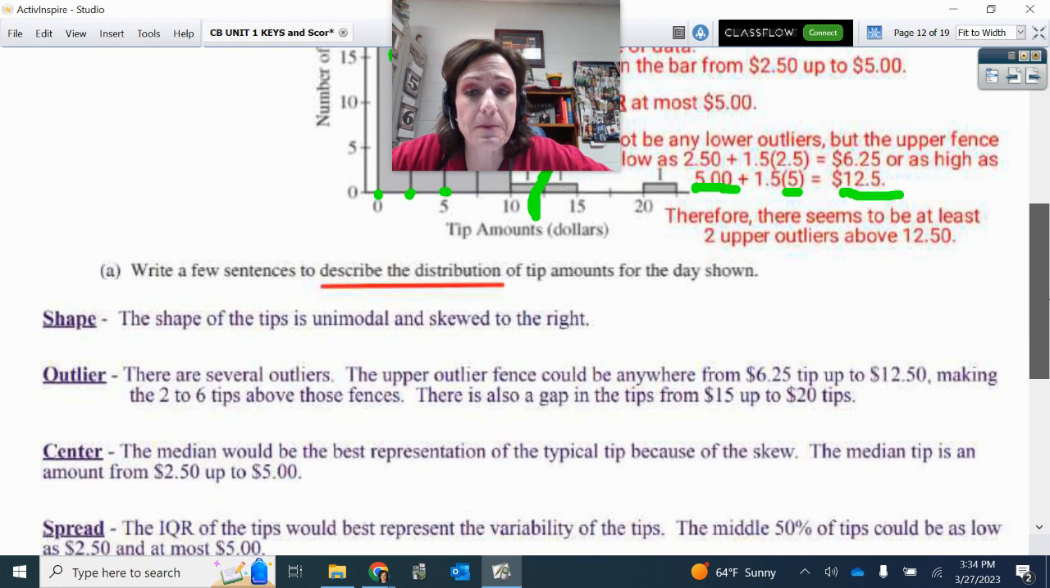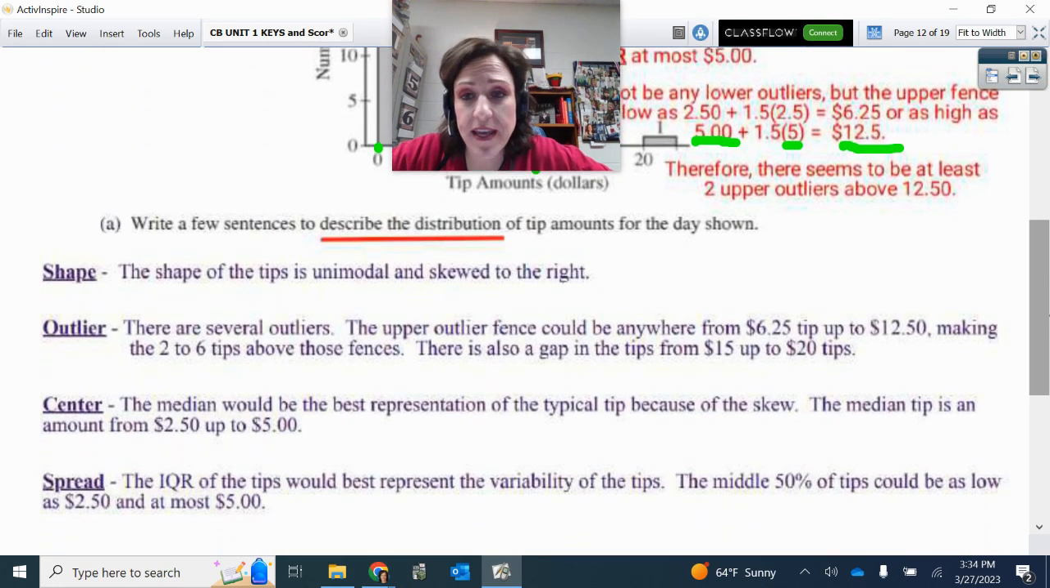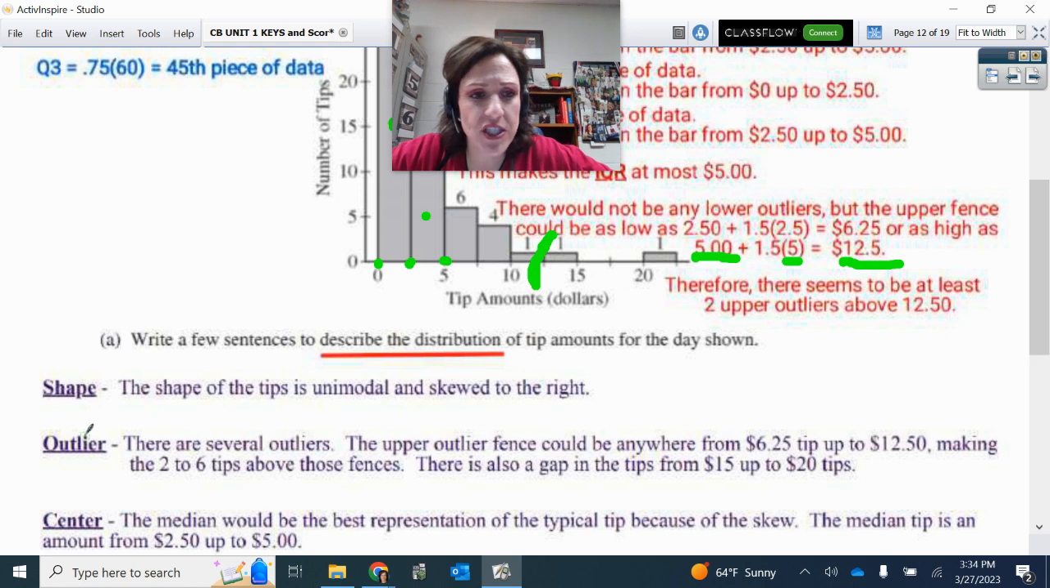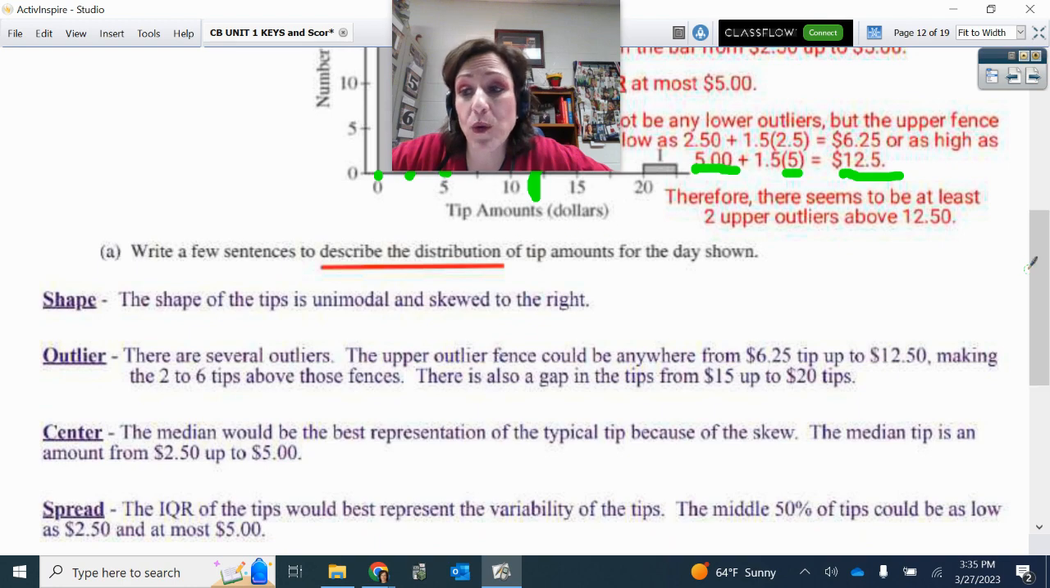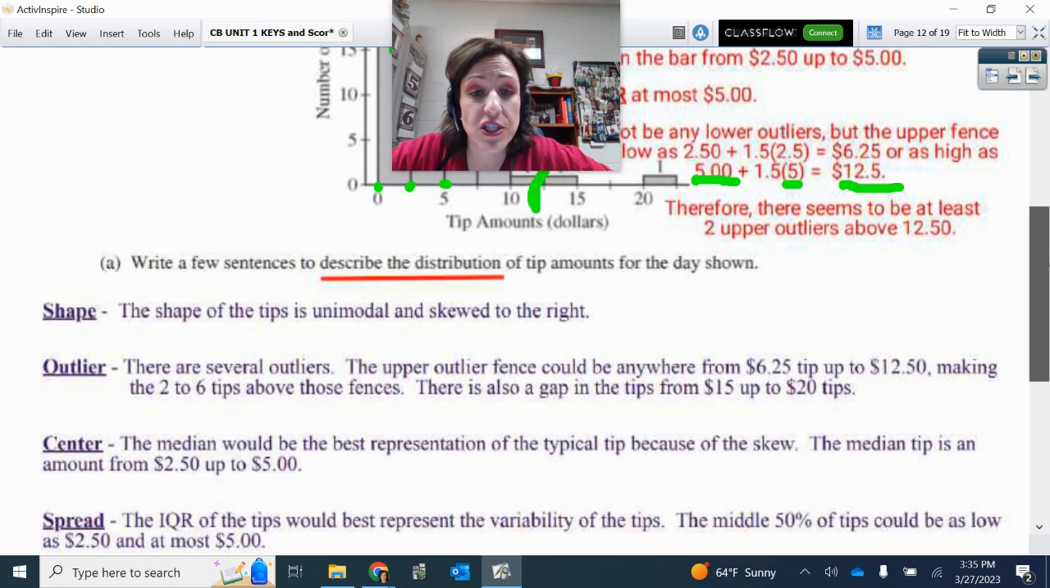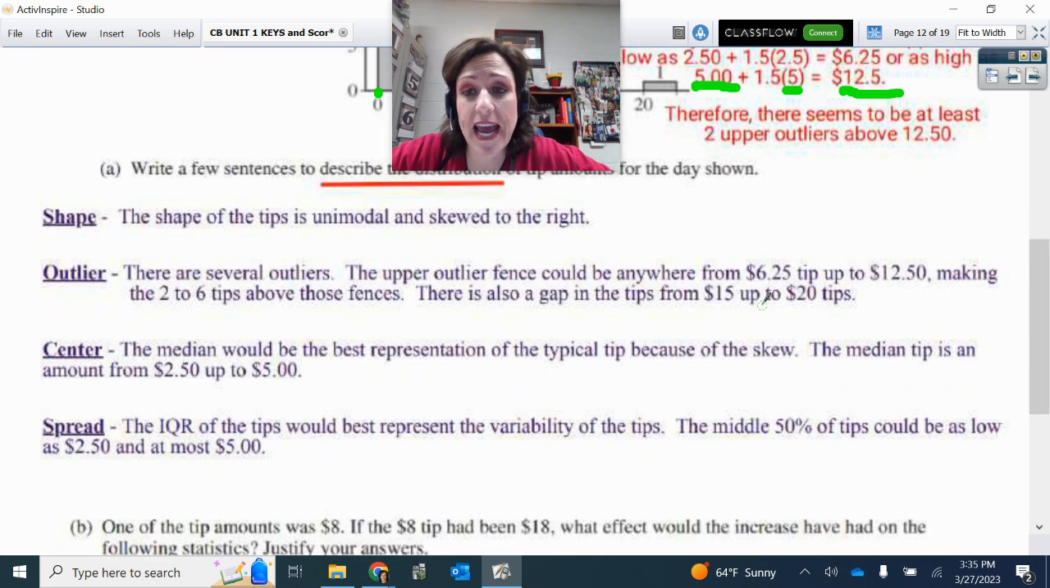Upper outliers. We'll see how they did that criteria when they did the grading. There are several outliers. I know there's at least one up here at the 20, and I think they required you just to say that one. But technically, because of this mathematics, the one between 12.5 and 15 is also one. And look, there's a gap here between 15 and 20.